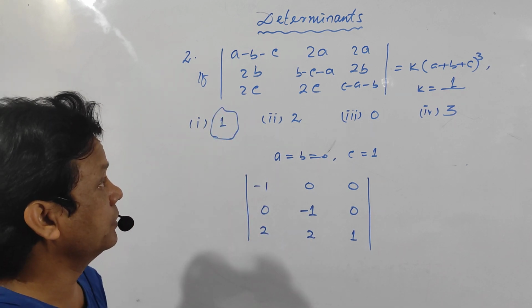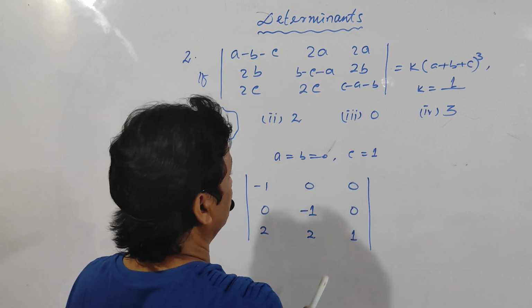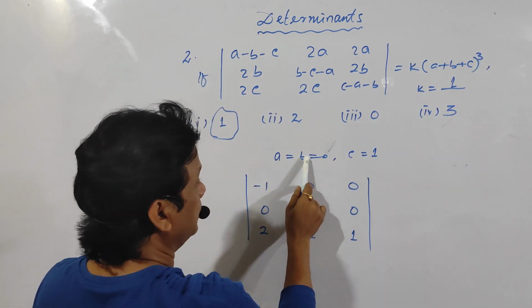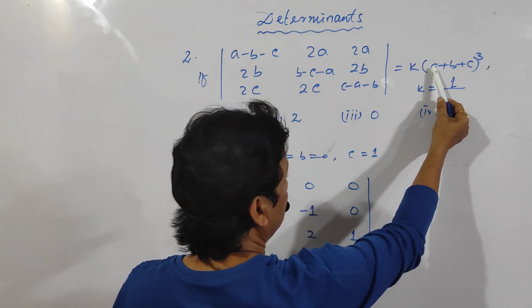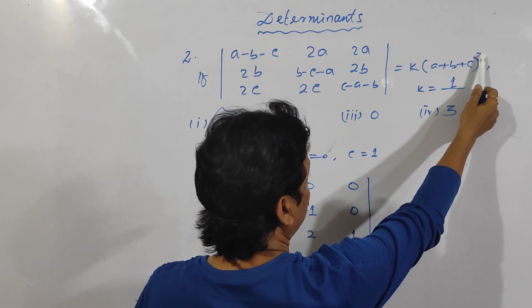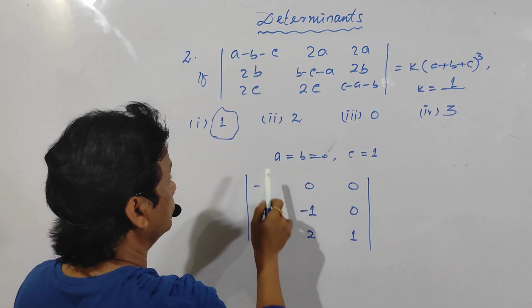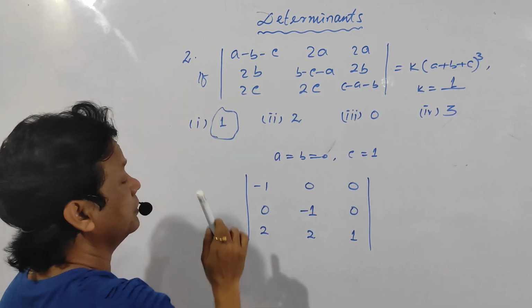Okay. Because, see here, why am I telling you 1? Because the right hand side is (A plus B plus C) whole cube. So put A is equal to B is equal to 0 and C is equal to 1. So A is equal to 0, B is equal to 0, C is equal to 1. 1 cube is 1. So the right hand side becomes K. So the left hand side becomes 1. So K is equal to 1. Clear?